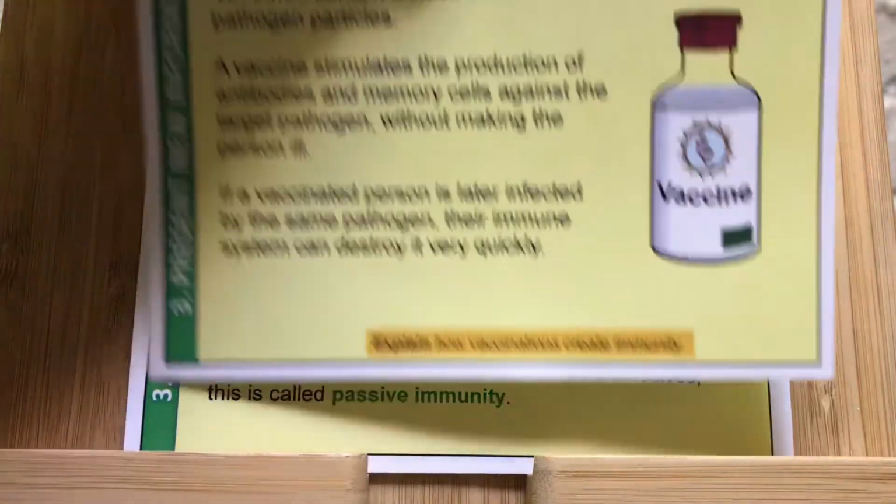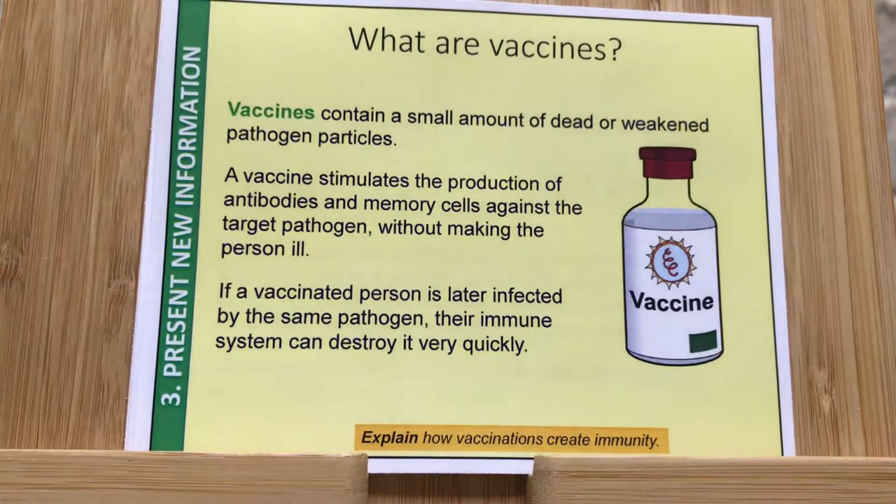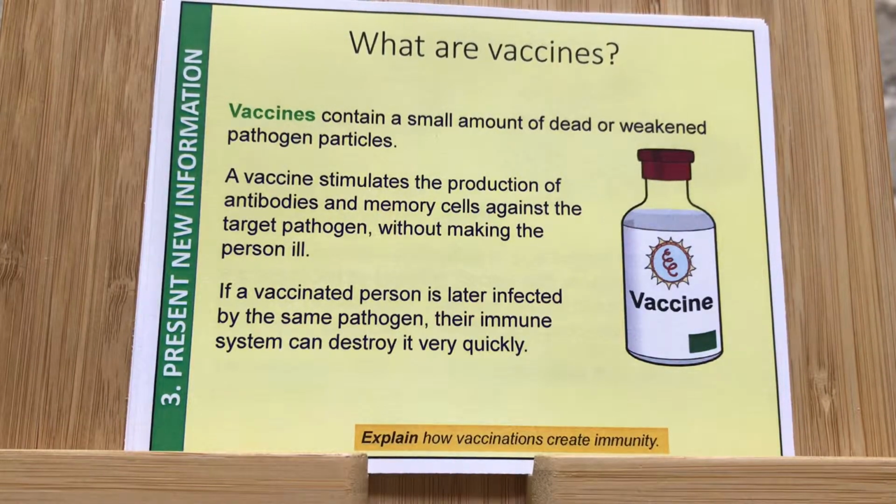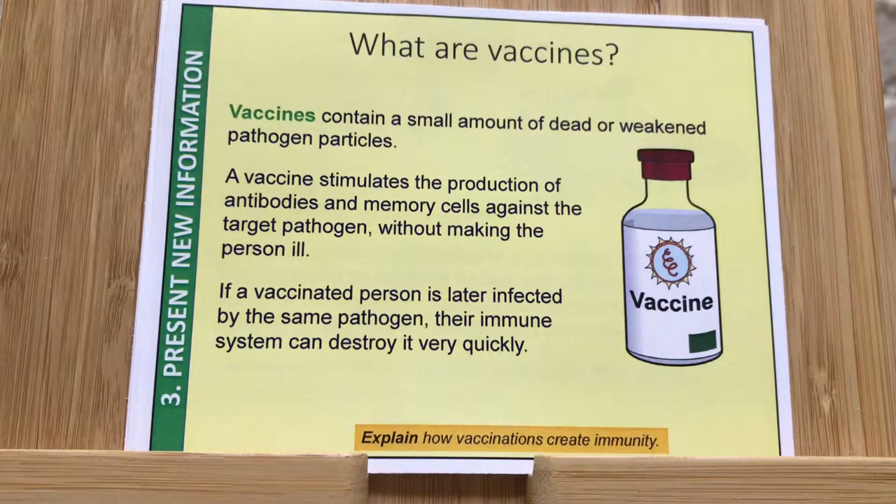So let's have a look in more detail then about what vaccines are. So I said already they contain a small amount of dead or weakened pathogen. This is so that it doesn't infect us and actually make us ill, just enough to stimulate those white blood cells to make the right antibodies. So the antibodies are being made. The white blood cells, we call them memory cells. They have that ability to know how to make the antibodies when they're needed in the future. And then that gives the person the immunity.